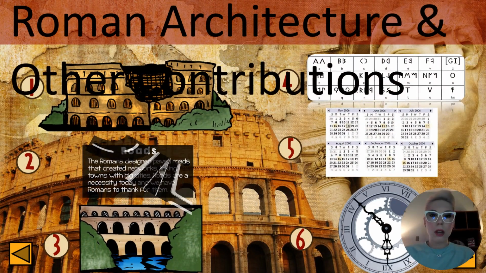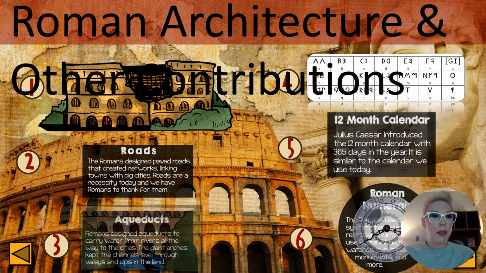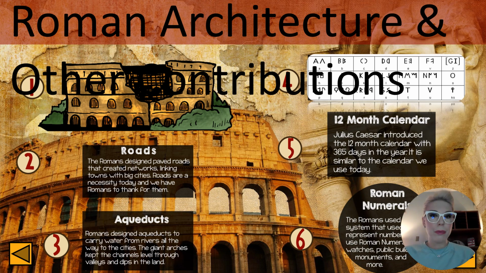So what are some other contributions that the Romans made? So they built roads. I don't know if you've heard the saying, all roads lead to Rome. Okay, so they had established roads. They had aqueducts. So aqueducts were designed to carry water from rivers all the way to the cities. These giant arches kept the channels through the valleys and dipped through the land.